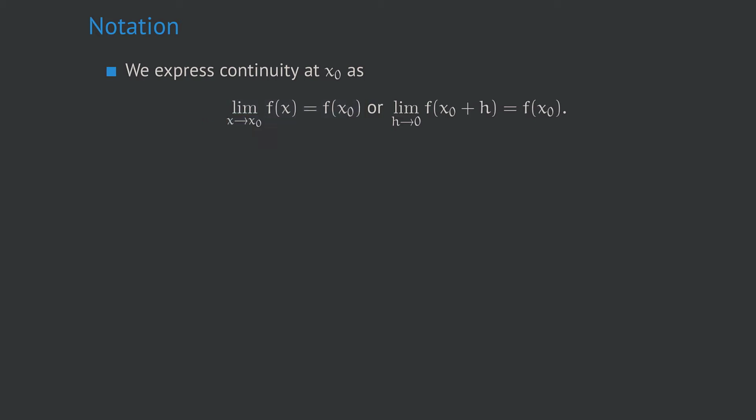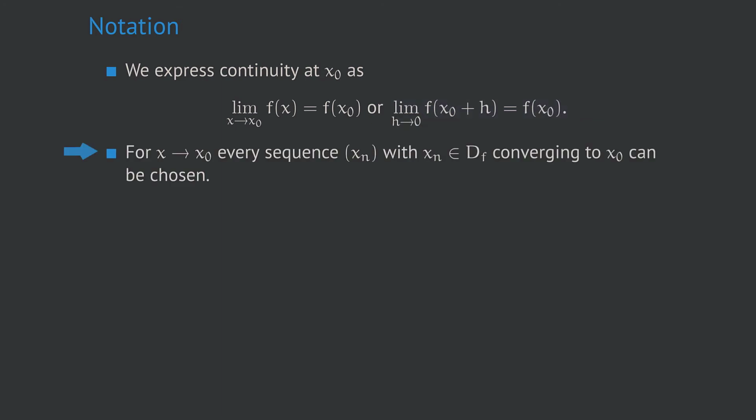Now a third way to express continuity is this. Here we say that the limit of f of x0 plus h equals f of x0, where h is any sequence which converges to 0. As h is a short way to address all possible 0 sequences, the sequence h may also converge to 0 from below, that means from the negative numbers. So let us summarize. For x to x0 in the above notation, every sequence xn which is taken from the domain of f and which converges to x0 can be chosen.